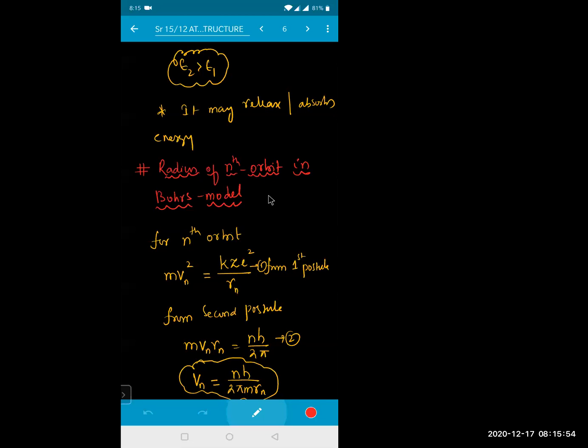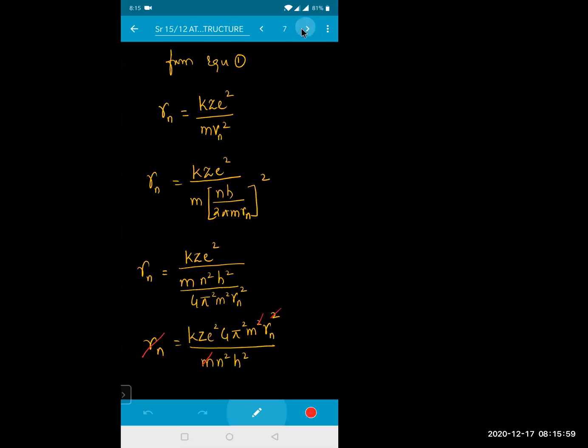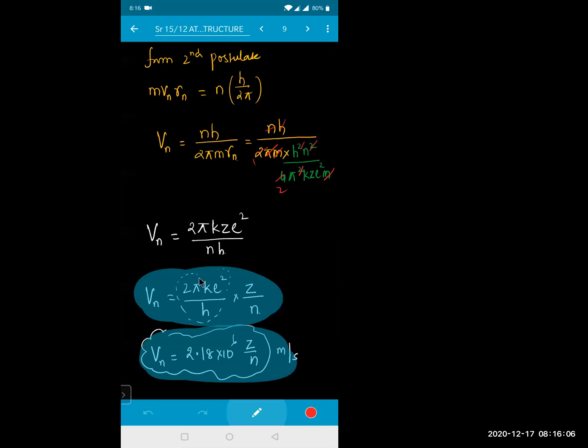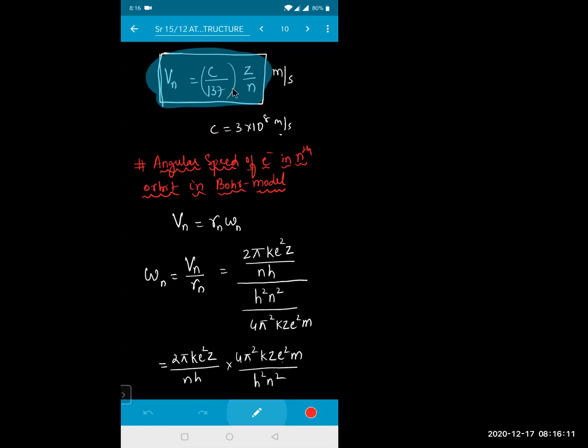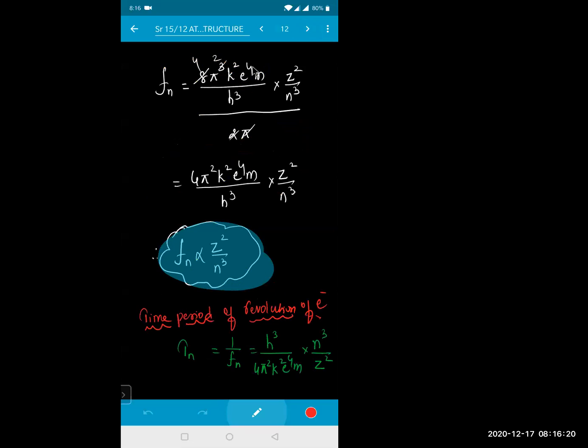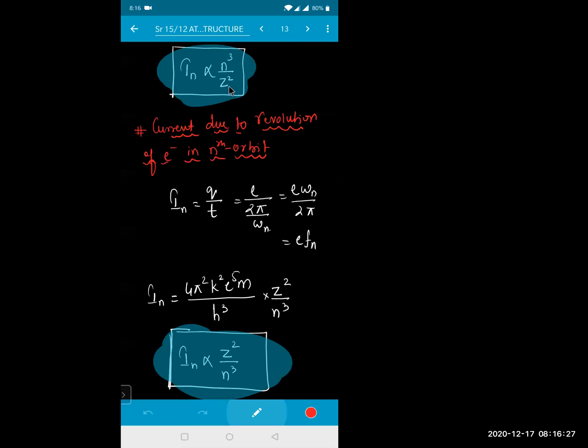The radius of the nth orbit we calculated by the formula Rn = 0.529 n²/Z. Then the velocity of the nth orbit we got as 2πke²/h into Z/n, or else c/137 into Z/n. And we got angular speed, ωn, proportional to Z²/n³. Angular frequency is also directly proportional to Z²/n³. Then time period is directly proportional to n³/Z².